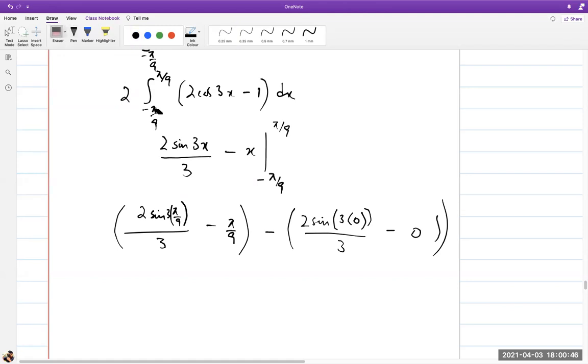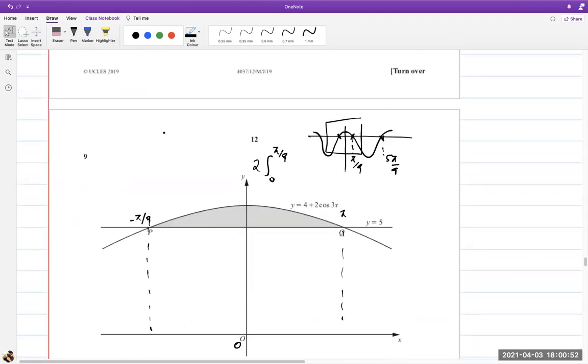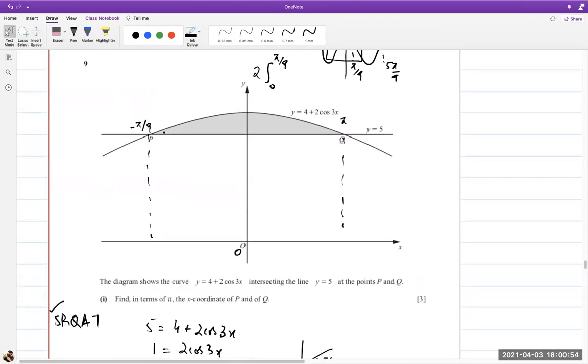Sir, yes, sir, could you please explain that again? No problem. I'm saying that because my graph is symmetrical, I don't have to find the region from minus π/9 to plus π/9. I will simply find it from 0 to π/9. This is 0 and that is π/9. I'll integrate it from 0 to π/9 and then I'll multiply the answer by 2 because that's how I get my area. Symmetrical graph.